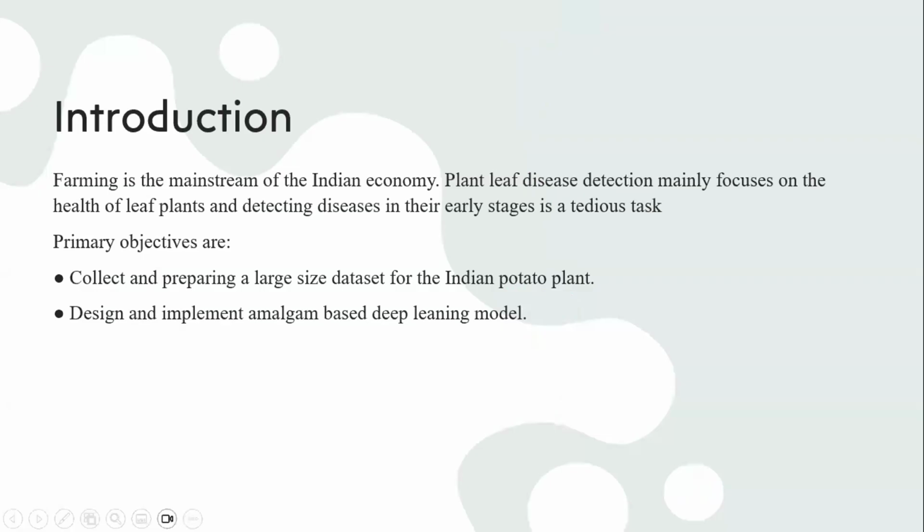Introduction: since farming is the mainstream of our Indian economy, agriculture contributes 67% to the Indian economy. Plant leaf disease detection mainly focuses on detecting the health and diseases of leaf plants, to avoid any further losses or damages to farmers. Detecting them in early stages is a very tedious task. So our primary objective is to collect and prepare a large dataset for the Indian potato plant and implement a deep learning model.